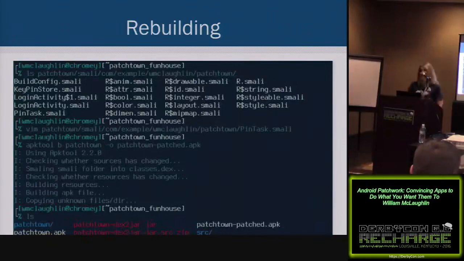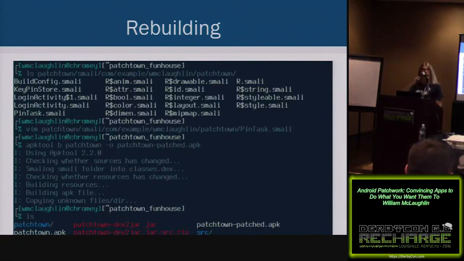So before we can actually test this, we're going to have to rebuild the application. Thankfully, APKTool, magical thing it is, can rebuild our application. We're going to be using the b command, which is build, essentially the opposite of decode. Specifying our directory, patchtown, we're going to be specifying an output APK. Call it patchtown-patch.apk. Run this command. Everything looks good. Do a quick ls. On the right there, you will see our new APK.